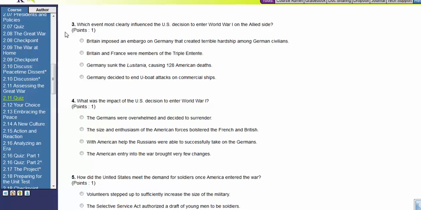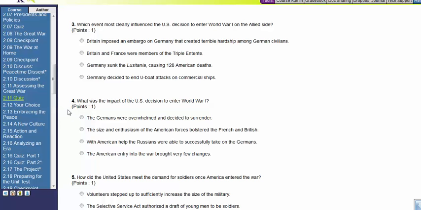Number 3, which event most clearly influenced the U.S. decision to enter World War I on the Allied side? Britain imposed an embargo on Germany that created terrible hardship among German civilians. Britain and France were members of the Triple Entente. Germany sunk the Lusitania, causing 128 American deaths. Germany decided to end U-boat attacks on commercial ships.